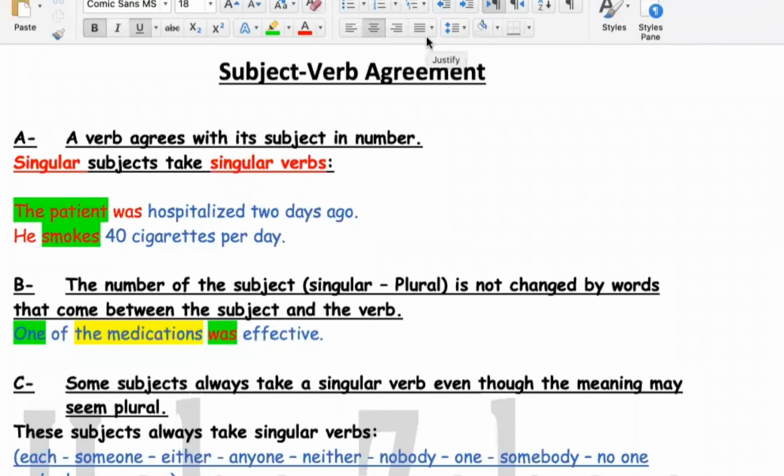Okay, doctors, let's continue. Let's go to the subject-verb agreement. What is the meaning of subject-verb agreement? In a sentence, the subject and the verb must agree. This means that if the subject is singular, the verb cannot be plural and vice versa. Okay, and this is known as subject-verb agreement.